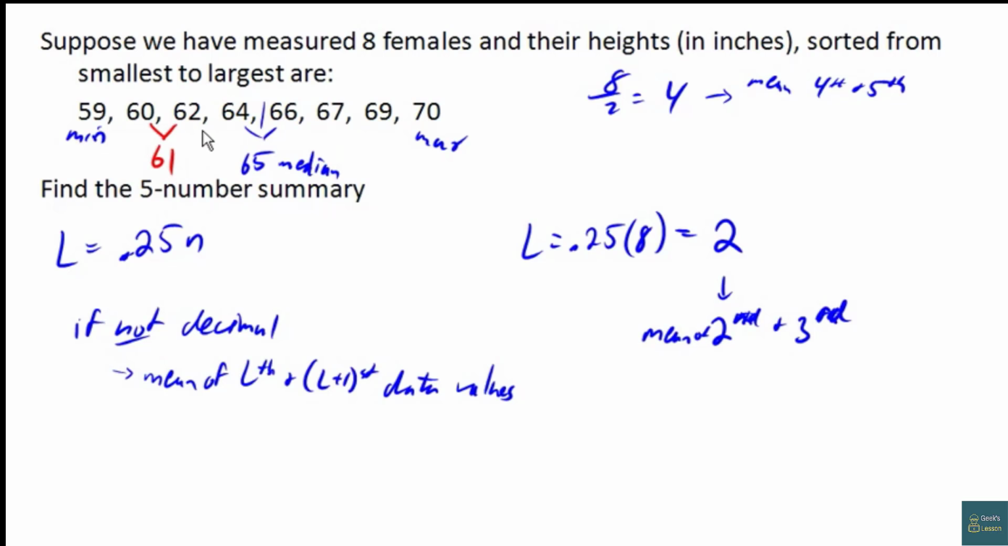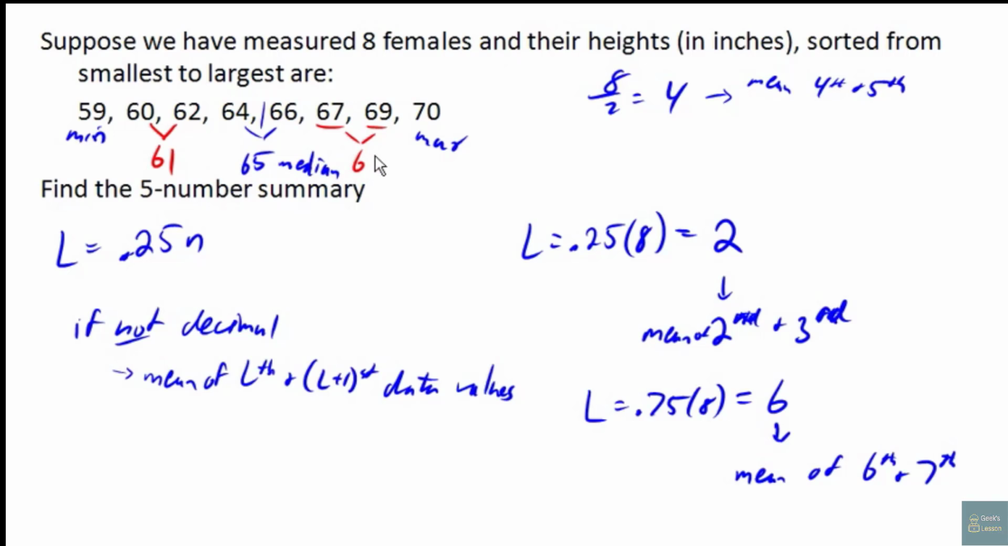For quartile 3, we'll do the same thing. We'll use the locator method. So we'll use 75% of n, of our data values, and that comes out to be 6. Again, that is a whole number. It's not a decimal. And so we're going to need to use the mean of the 6th and next one, 7th data values. So let's see here, 1, 2, 3, 4, 5, 6, and 7. So the 6th and 7th data values, the mean of those is 68.